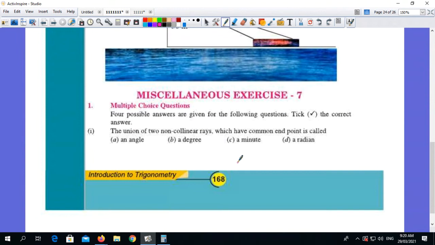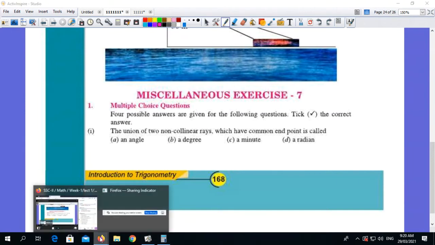Answers are given for the following questions. To get the correct answer, the first MCQ is: the union of two non-collinear rays which have a common endpoint is called? First option is an angle, second is a degree, third is a minute, and fourth one is a radian. What is the answer?